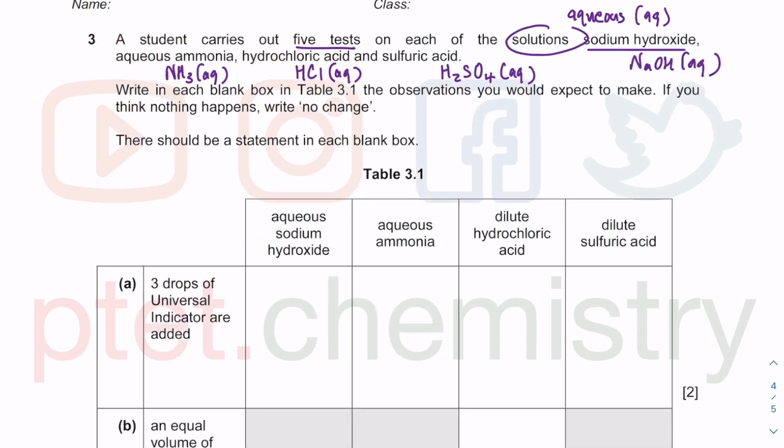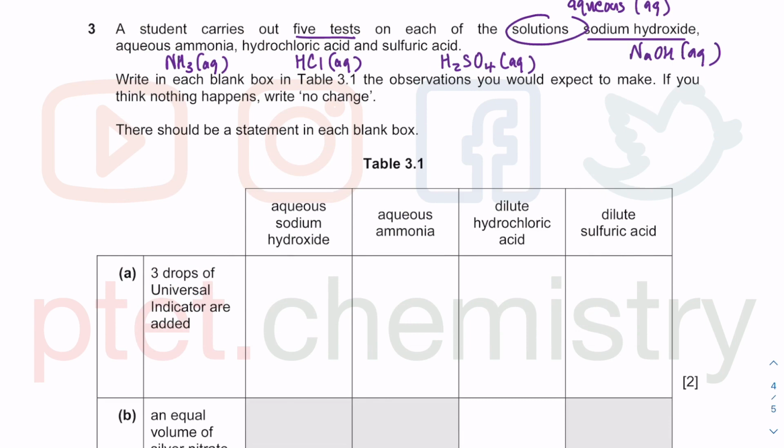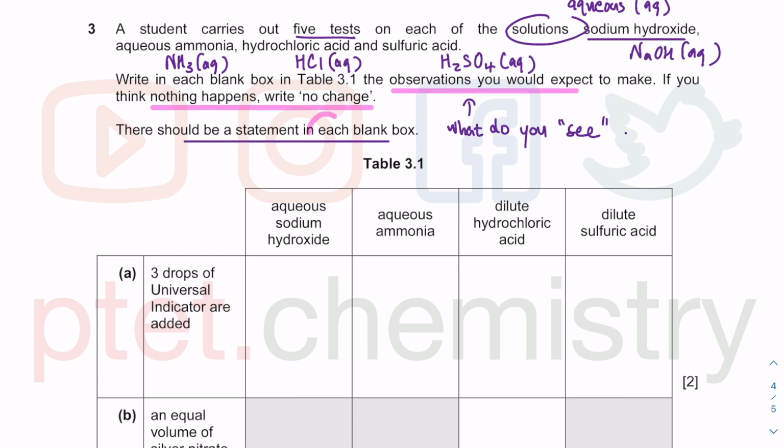So what do we have here? If no reaction, write no change. But if there is a reaction, you have to write observations. What do you see? There should be a statement in each blank box. So you have to write something in every single blank box.